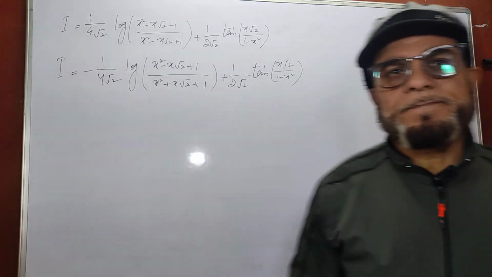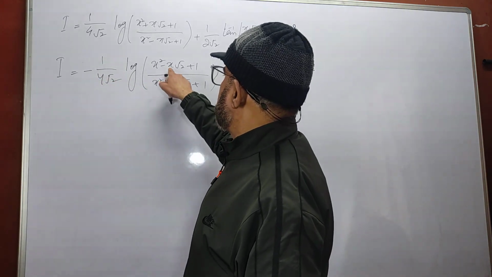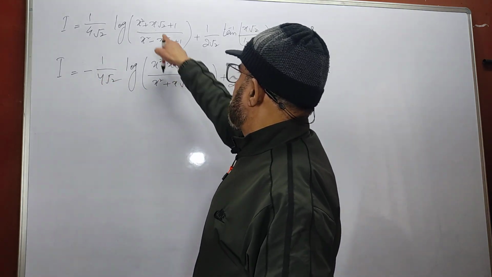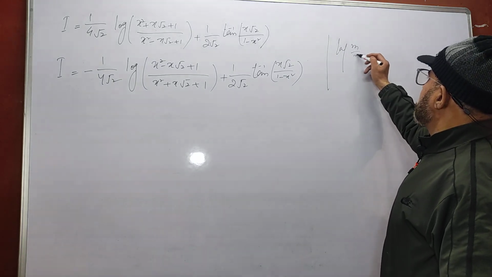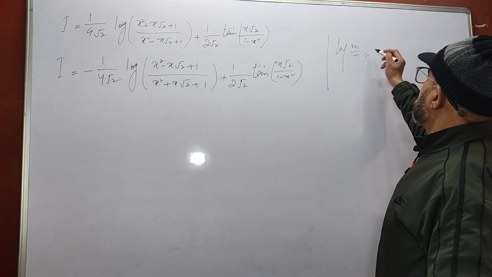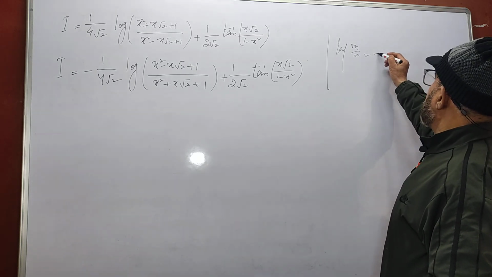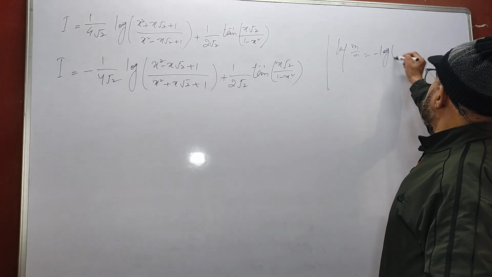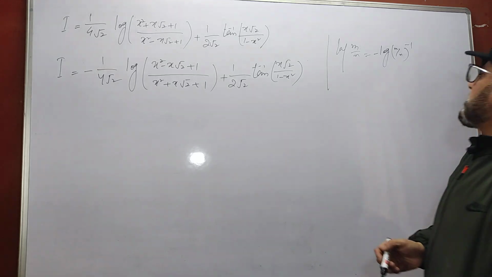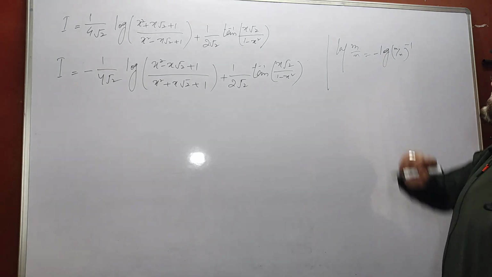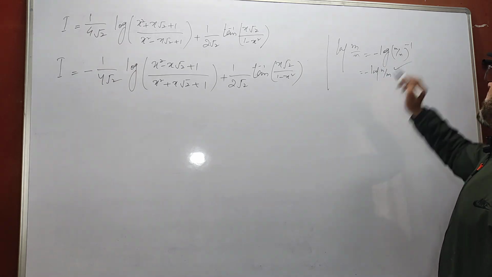Okay. It is this. You had there minus 1 by 4 root 2 with x square minus x root 2 by this, not this by this. You can write log of m by n is equal to minus times log of (m by n) raised to power minus 1. This way also you can do, because it is log of m by n, then it is minus log of n by m. I am using this result.